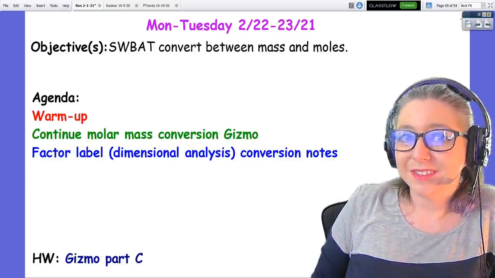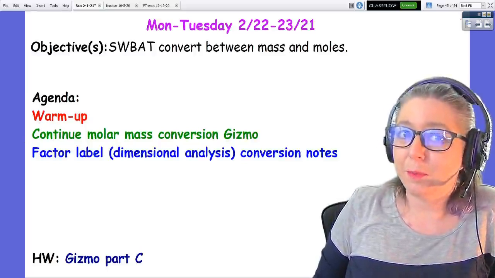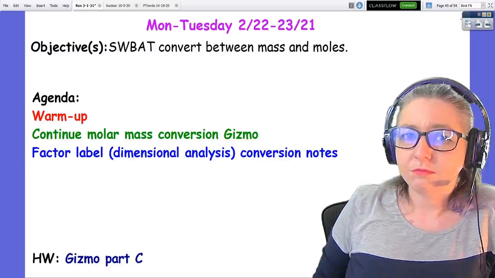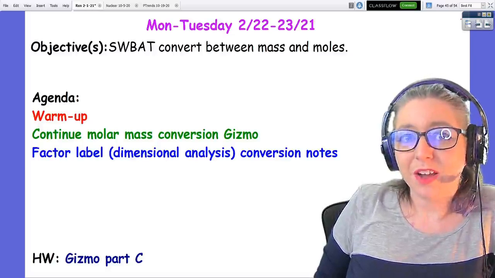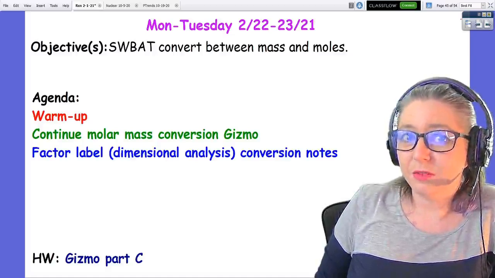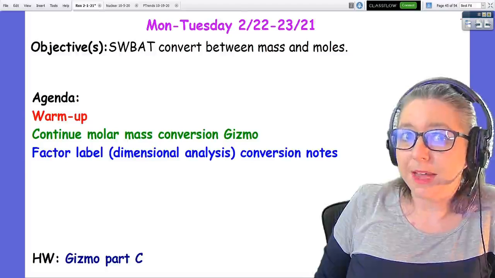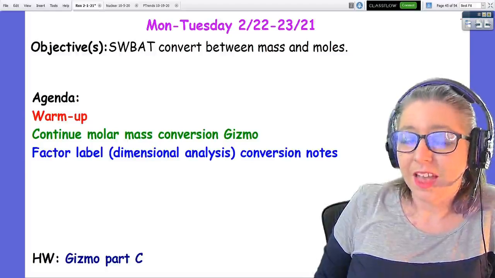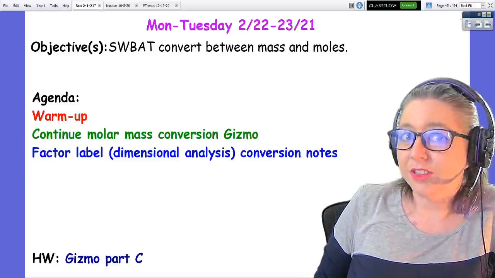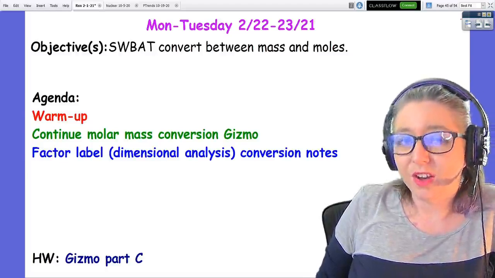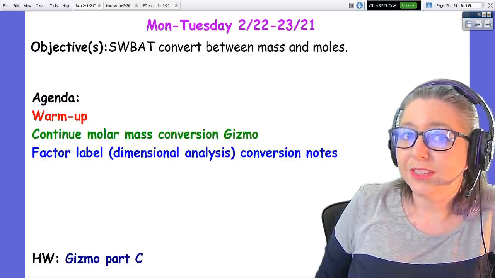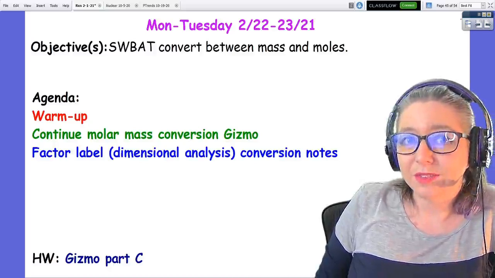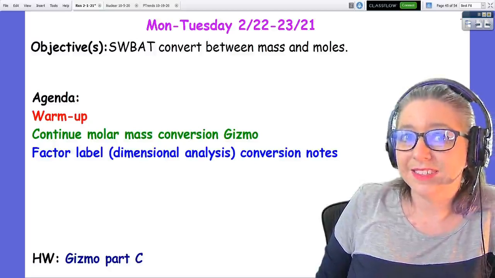In today's classes, we started off with a warm-up all about molar mass. Remember what we did back last Thursday and Friday. Then we moved on and continued on with our gizmo, activity B, mass and mole conversions. And then we took some notes on factor label method for conversions, also known as dimensional analysis. Your homework between now and when I see you next is to work on your gizmo, activity C.